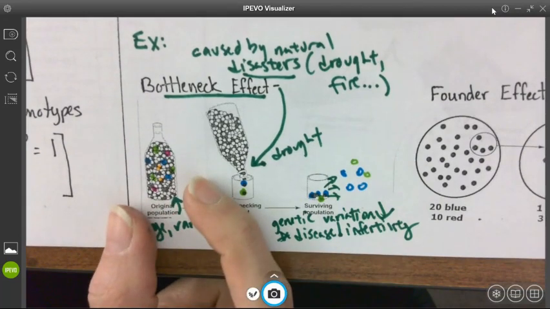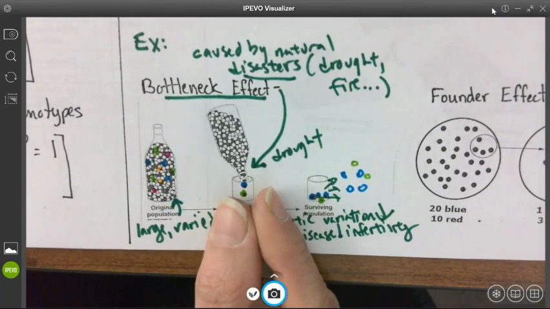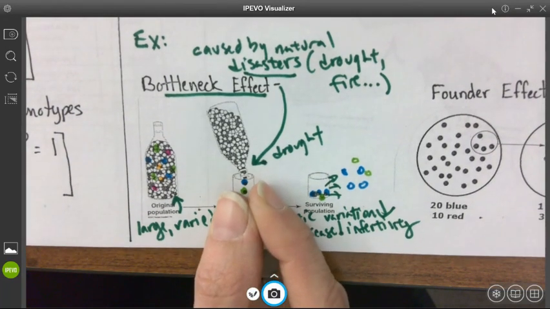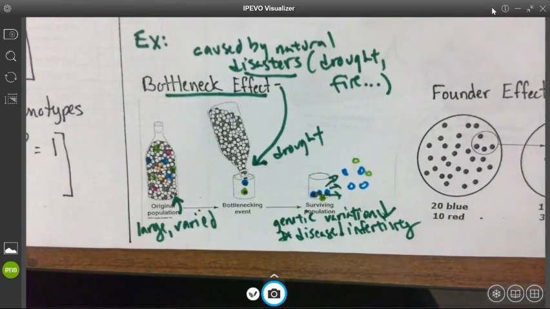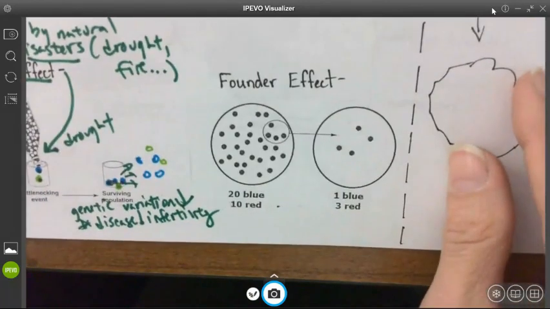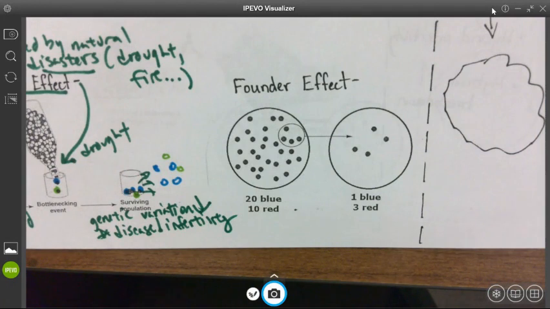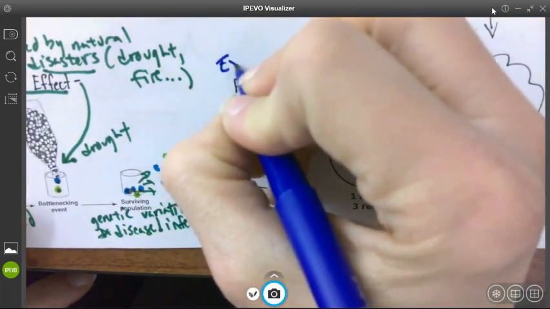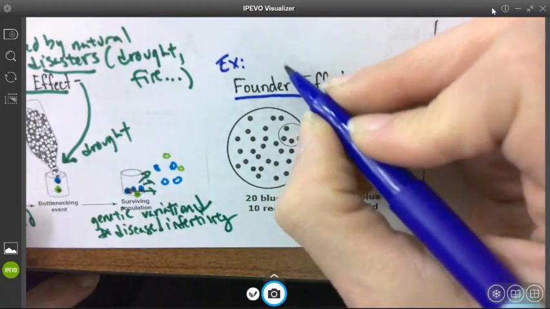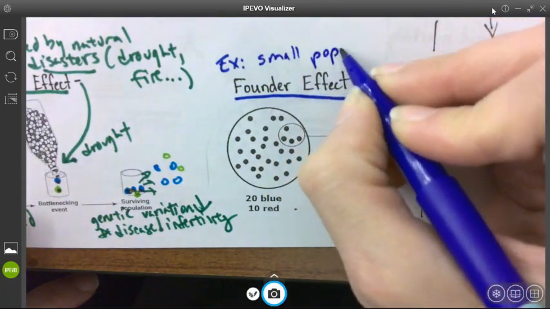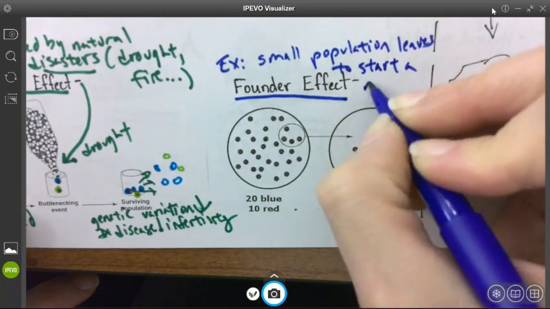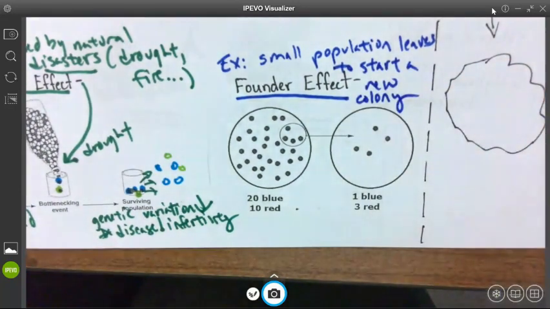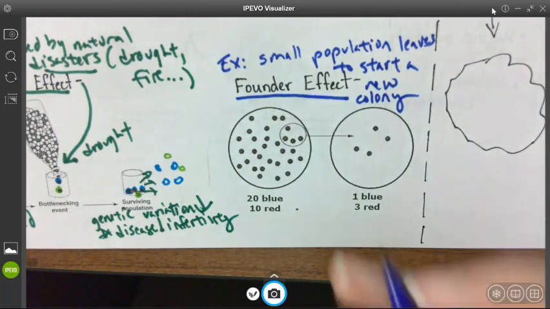So bottleneck effect: you have a big population, and then something causes it to go down to a very small population, and then you end up maybe with a bigger population, but with much less genetic diversity as compared to the original population. That's one example of genetic drift. A second example of genetic drift we can talk about is the founder's effect. The founder's effect is when a small population leaves to start a new colony. This is another example of genetic drift, and once again, it decreases variation.